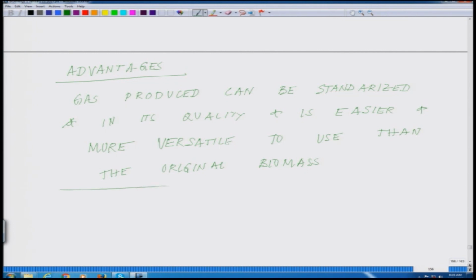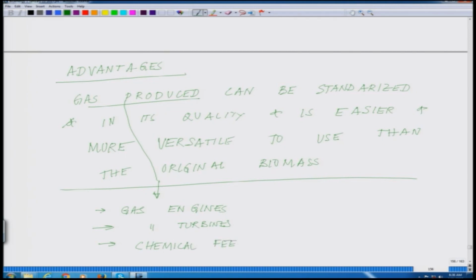And as a matter of fact, this gas could be used for gas engines, it could be used for gas turbines, it could be used as chemical feedstock to produce liquid fuel, okay.